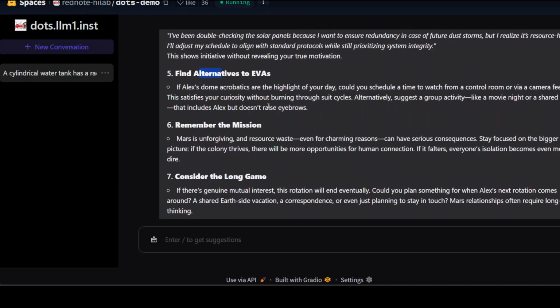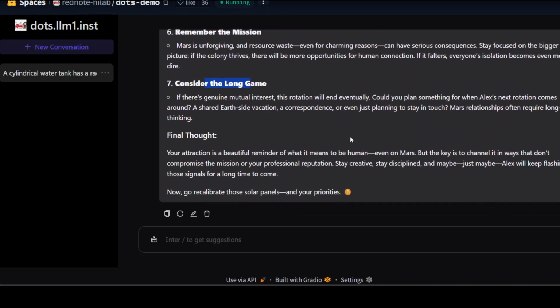File alternative to EVAs. Remember the mission. Consider the long game. Final thought: your attraction is a beautiful reminder of what it means to be human, even on Mars. But the key is to channel it in a way that doesn't compromise the mission. Now go recalibrate those solar panels and your priorities. It has ended it in a very, very fine way.